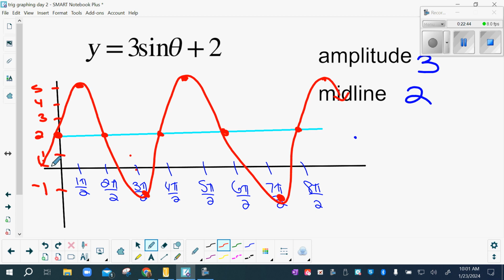Our domain is always the same. Domain, all real numbers. We love that. But our range on this one, make your eye go to the lowest point, -1, all the way to the highest point of 5.